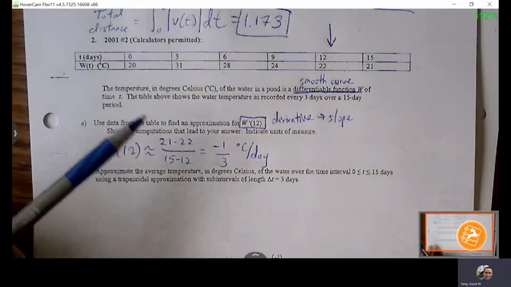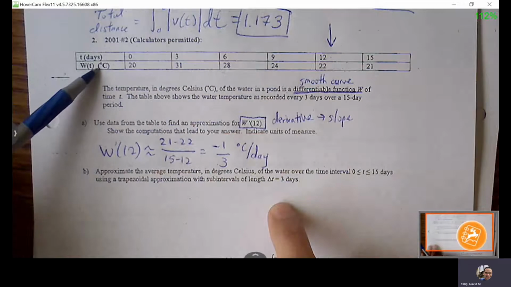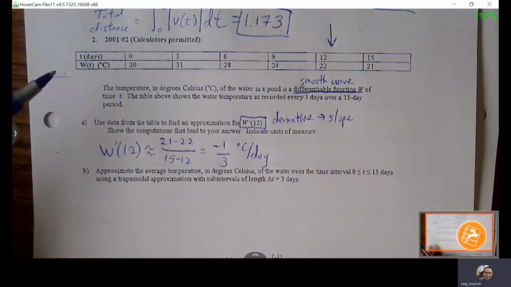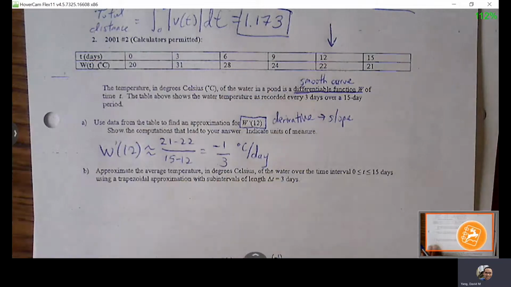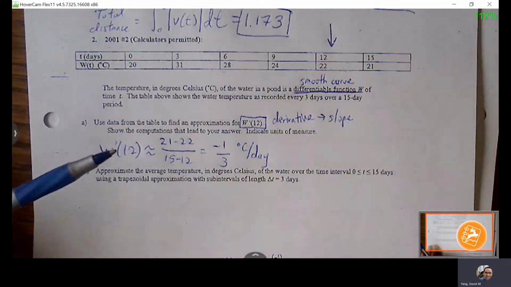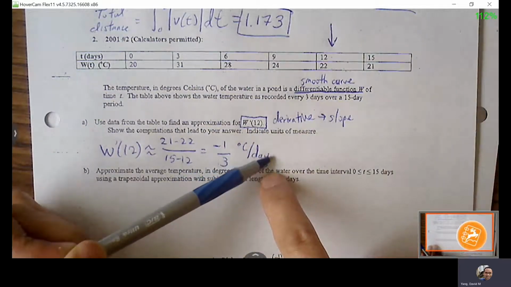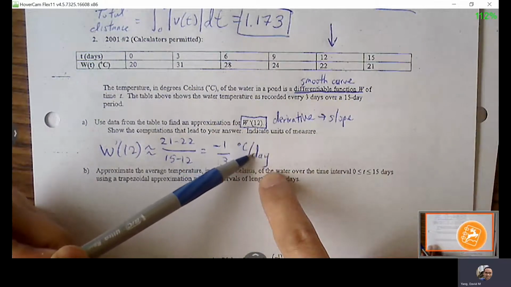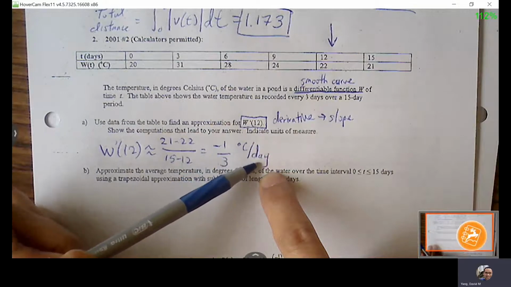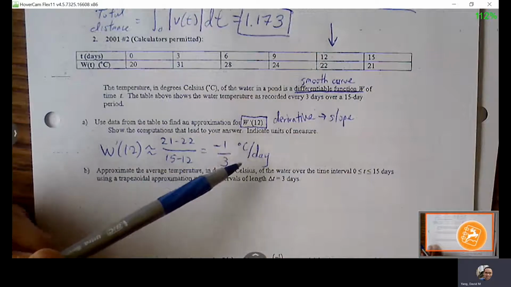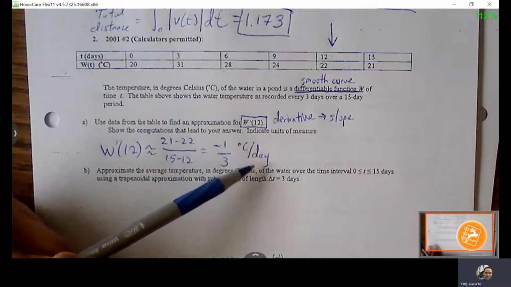Now, I do want to point something out here. Notice that your degrees Celsius changed to degrees Celsius per day because we're changing what is being asked. We're changing the units, right? Anytime a derivative or slope is involved, you're going to be continually adding that denominator unit. So anytime you find a derivative, it's going to be another per day. If you find the derivative again, it'll be degrees Celsius per day squared.